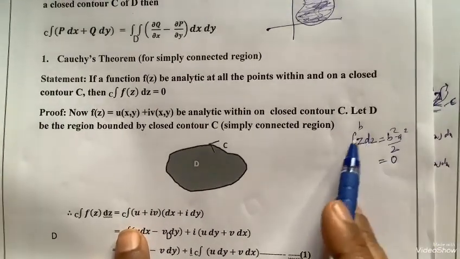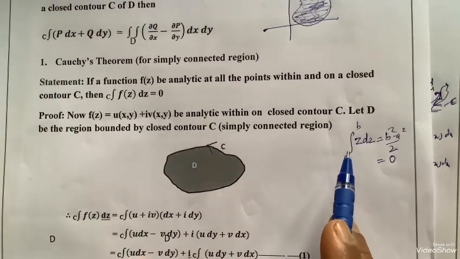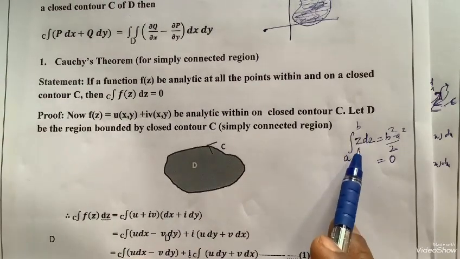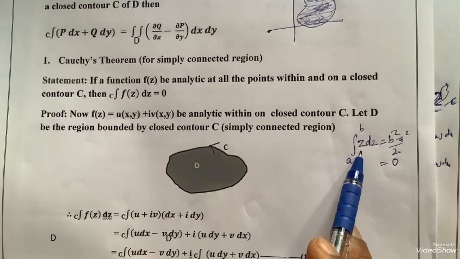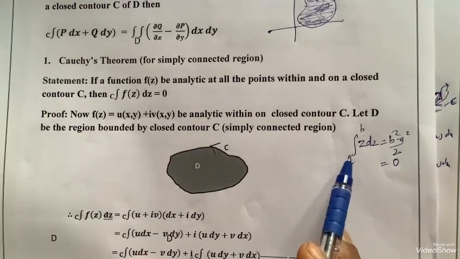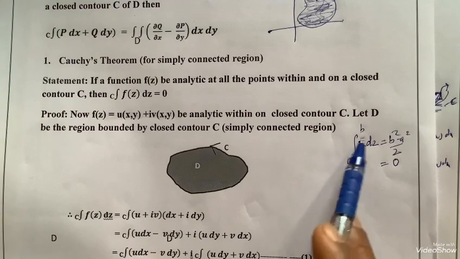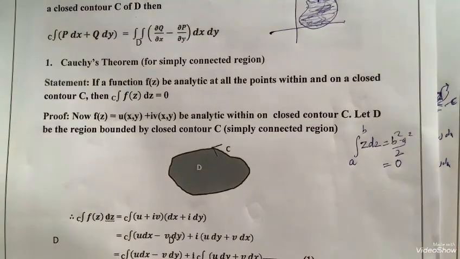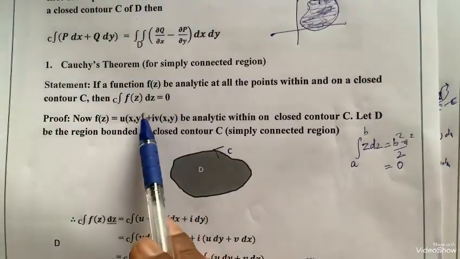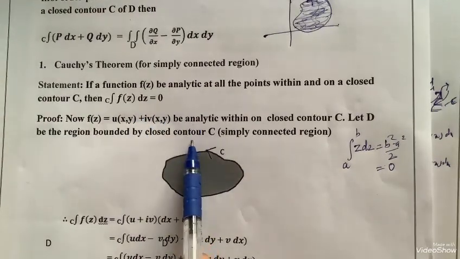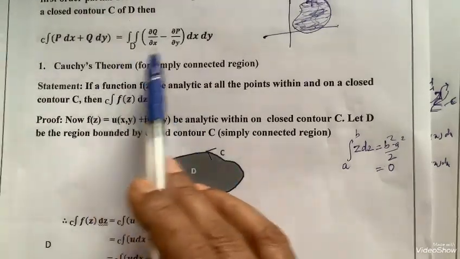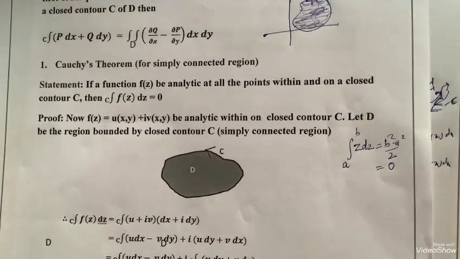Therefore, the function z is analytic. You know already that polynomial functions and all exponential functions are all analytic. So if they are analytic and if the curve is closed, then the integration is 0 here. So this is the concept here. This is true for all analytic functions. So this you have to prove. While proving this theorem, you have to use Green's theorem, and it is very easy to prove.